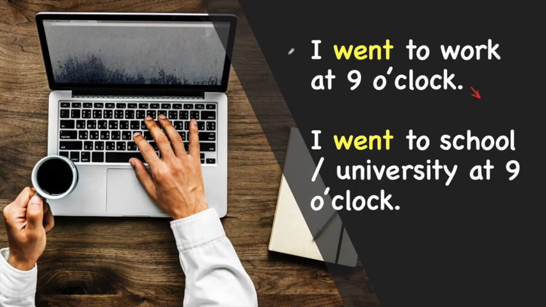Okay, then you can say I went to work at 9 o'clock. So go down here. Okay, went, what is it? Went. So present we say go. So every day you go, I go, we go to work. But yesterday I went to work at 9 o'clock. Okay, same here. Or you can say I went to school at 9 o'clock, or I went to university at 9 o'clock. Right? Again, drop your voice.